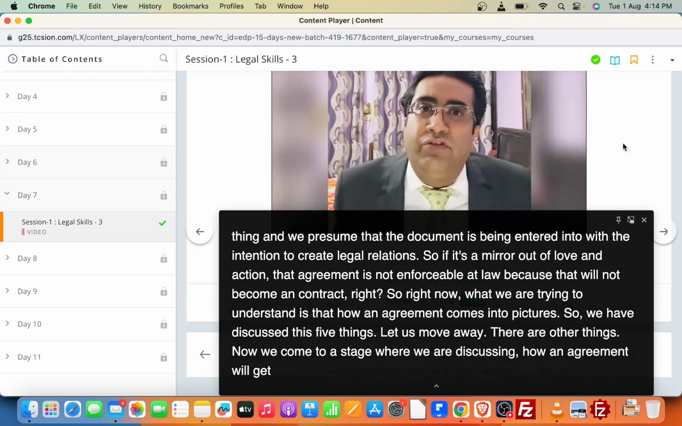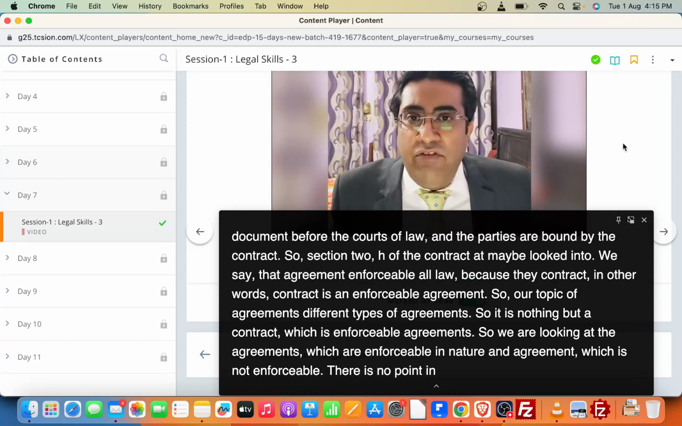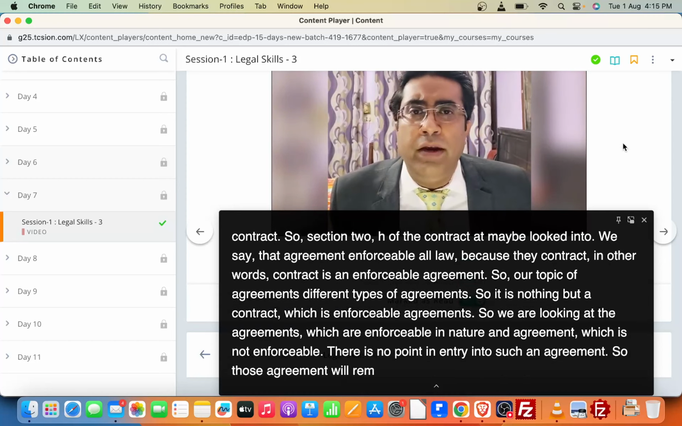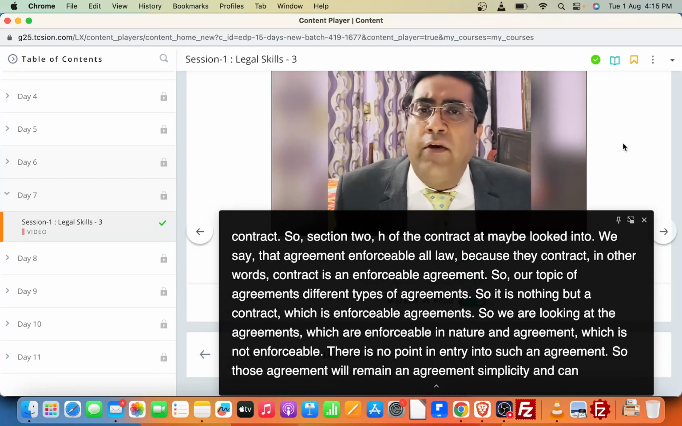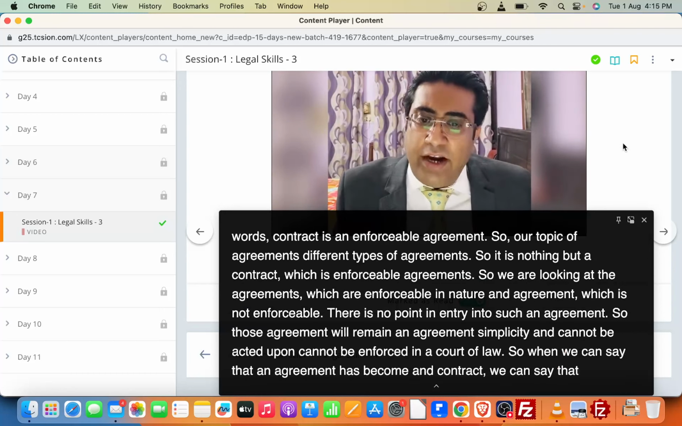So our topic is agreements, different types of agreements. It is nothing but a contract, which is an enforceable agreement. So we are looking at the agreements which are enforceable in nature. An agreement which is not enforceable, there is no point in entering into such an agreement. So those agreements will remain an agreement simpliciter and cannot be acted upon, cannot be enforced in a court of law.